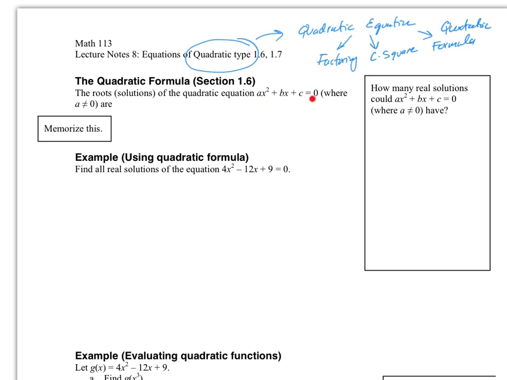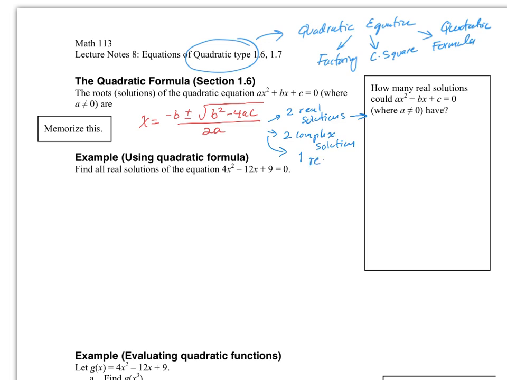You just have to make sure that it's equal to 0, and that you know the values for a, b, and c. If that's the case, and you should memorize this formula, x is equal to minus b plus or minus the square root of b squared minus 4ac, divided by 2a. Now this formula has either two real solutions, or it has two complex solutions, which we will talk about later, or it has one repeated solution.